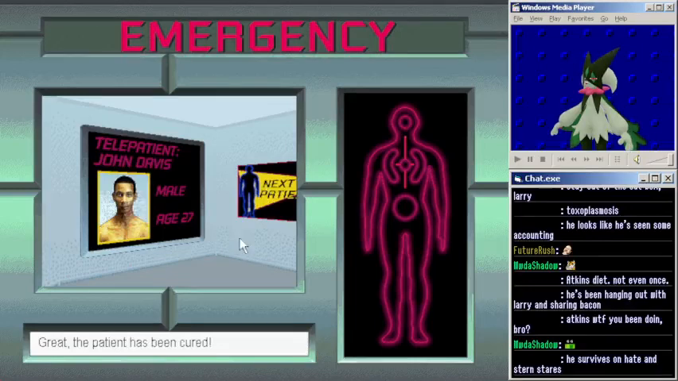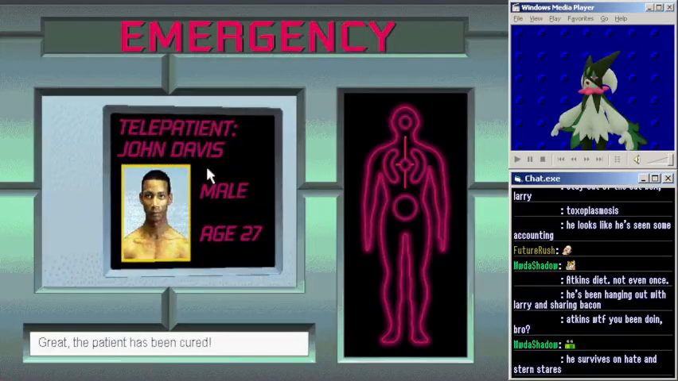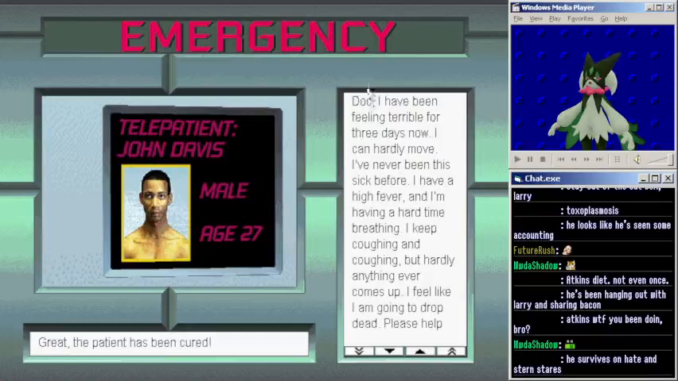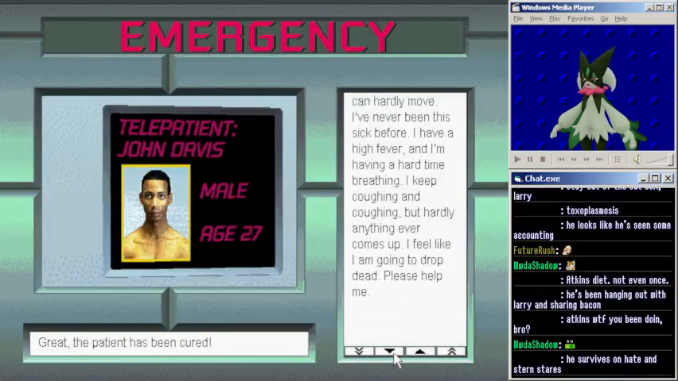John Davis, male, age 27. Doc, I've been feeling terrible for 3 days now. I can hardly move. I've never been this sick before. I have a high fever, and I'm having a hard time breathing. I keep coughing and coughing, but hardly anything ever comes up. I feel like I'm going to drop dead. Please help me!